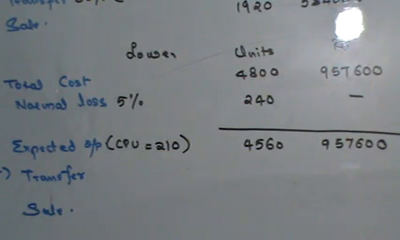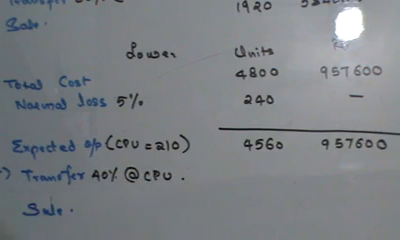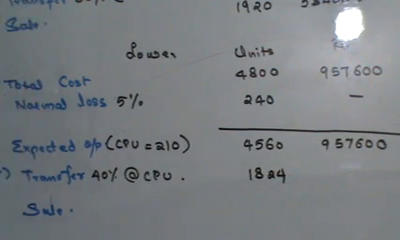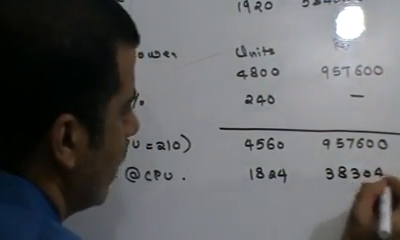Right? Transfer is given to you as 40%. Transfer will be 40% at the rate of CPU. So 40% of 4560 is going to be 1824. 1824 at the rate of CPU. So 1824 into 210 will be 3,83,040.